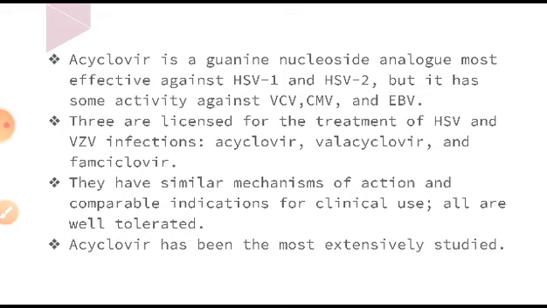So acyclovir is a guanine nucleoside analog, most effective against HSV1 and HSV2, but it has some activity against VZV, CMV and EBV as well. Three drugs are licensed against HSV and VZV infections: acyclovir, valacyclovir and famciclovir. These drugs have a similar mechanism of action and are very well tolerated. Acyclovir has been the most extensively studied, so we will see more detail about acyclovir.